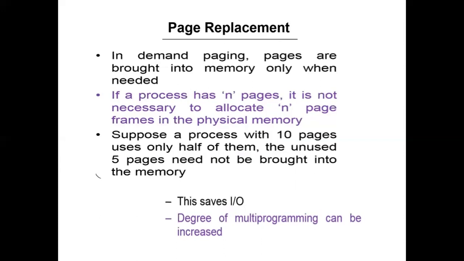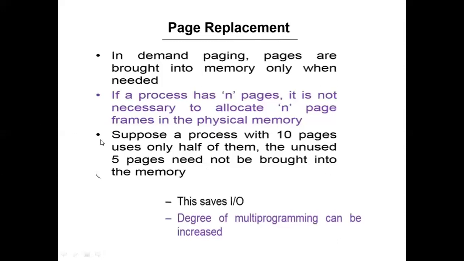before it is executed by the processor. So if a process has n pages, it is not necessary to allocate n page frames in the physical memory. As we discussed in the previous class, only a few of the pages are brought onto the physical memory, the ones which will be executed by the processor. And then you demand the rest as required.